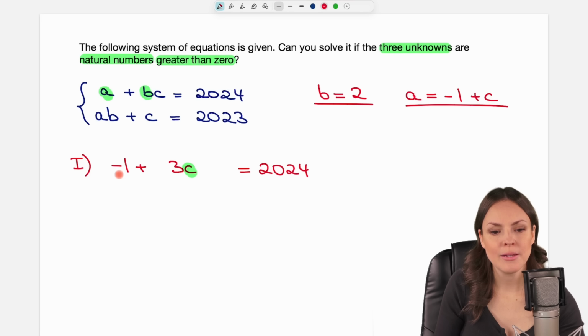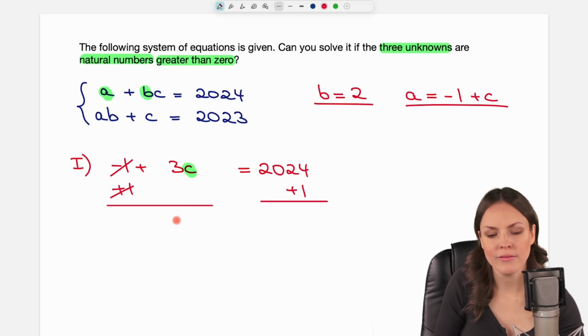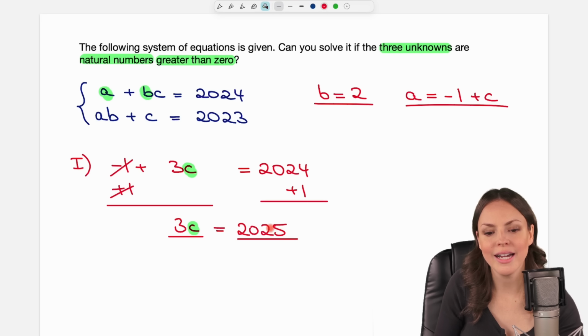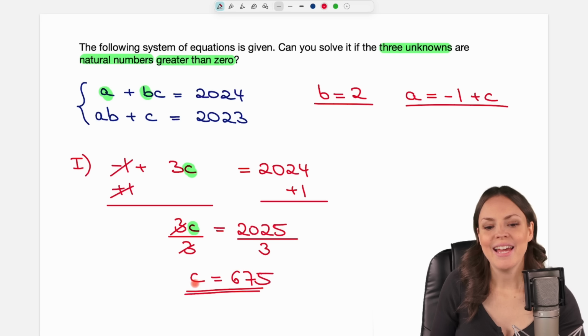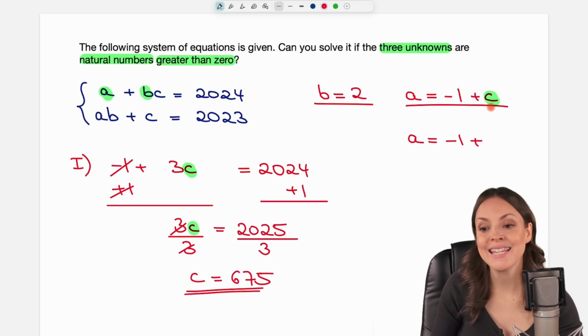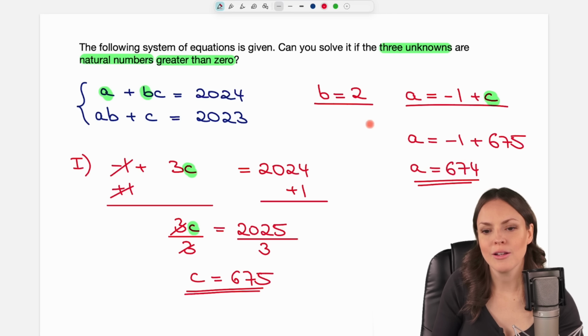To solve for c, let's get rid of the negative 1 here by adding 1 on both sides so that this cancels out. We have 3c here. 2024 plus 1 equals 2025. And to solve for c, we only have to divide by the 3 here so that this cancels out. And we get a result of 2025 over 3, which equals 675 for our c. And with this information, we can find our a as well, because a is -1 plus c, which is 675. So my a is 675 minus 1, which is 674, and we solved our problem.